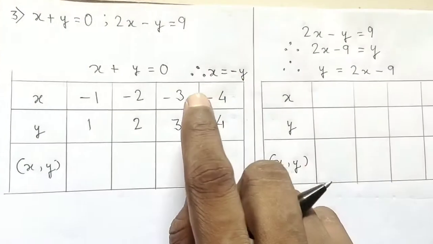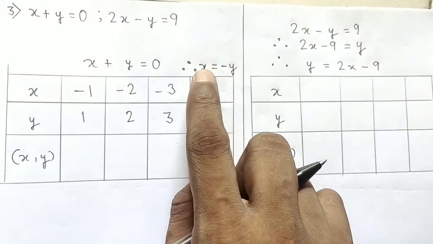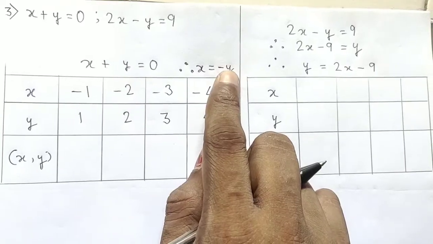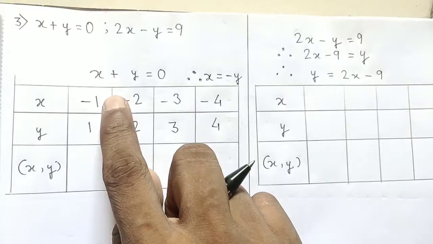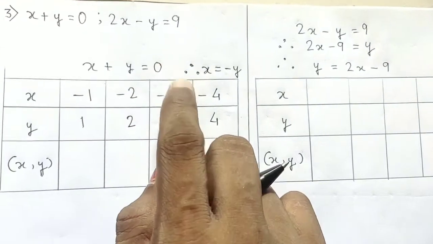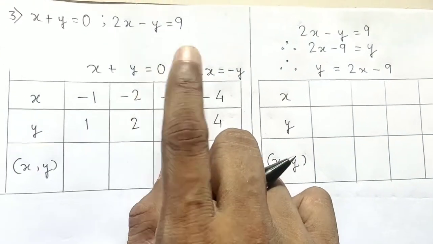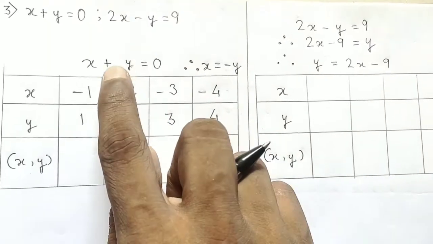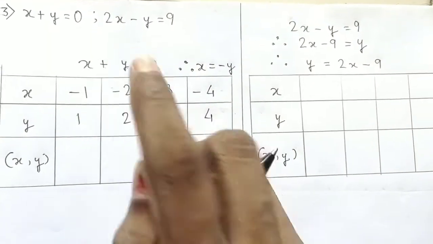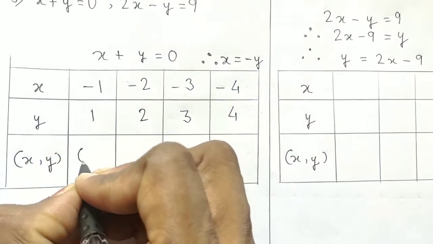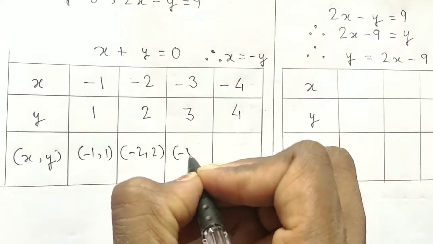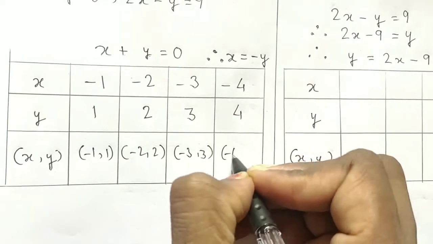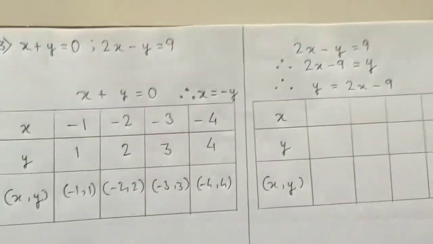Or you can reverse it. If you take x value positive, y becomes negative. So this is very simple. You can cross check it. 1 minus 1 is 0, 2 minus 2 is 0, 3 minus 3 is 0, 4 minus 4 is 0. So all 4 are solutions for this equation. Now we can write minus 1, 1; minus 2, 2; minus 3, 3; minus 4, 4. Okay, this was very simple.